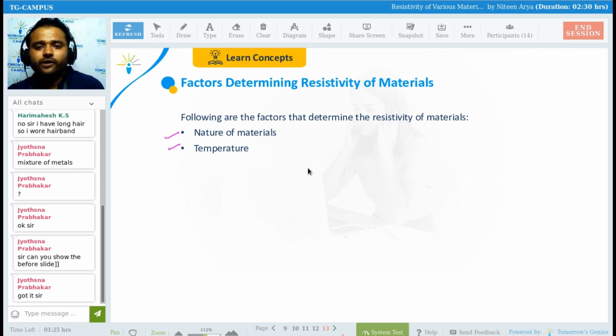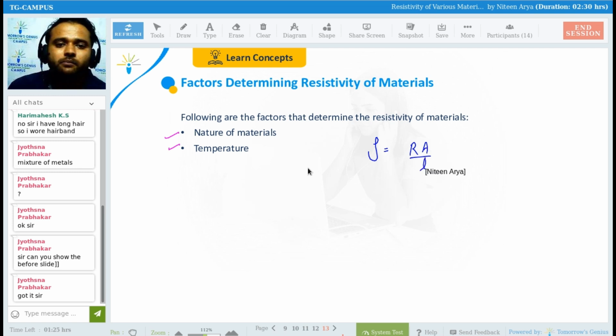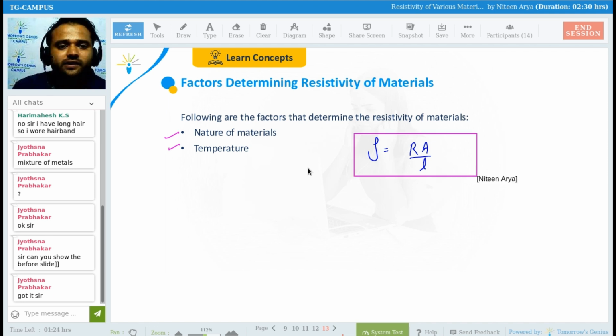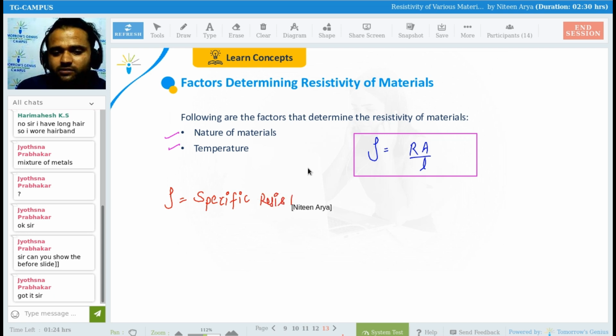So, what is written over here? Following are the factors that determine the resistivity of a material. As you can see, the resistivity is rho equals R A by L. But in general, what is resistivity? In general we say resistivity is specific resistance, because that is really important for you to understand. That is specific resistance.